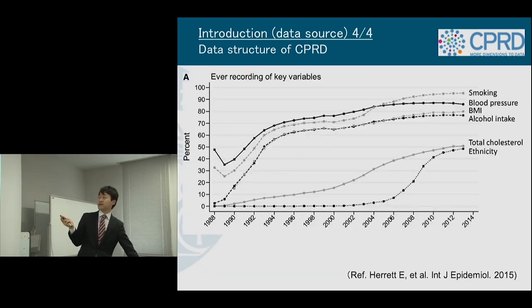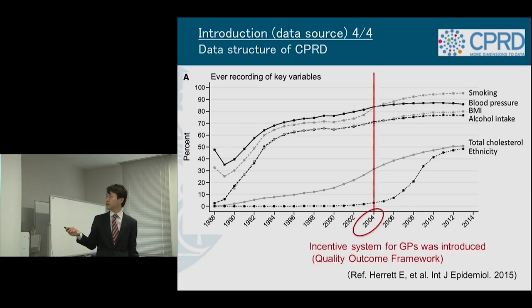And another strength of CPRD may be that it has a range of lifestyle-related factors and vital signs and blood tests. But the data is not for everyone. So even after 2004, smoking was recorded for 95%, while blood pressure, BMI, alcohol were recorded for a lower proportion of patients. And total cholesterol, like blood test, is even lower. So how to deal with missing data may be more important and difficult. Although I don't have time to talk about missing data today.